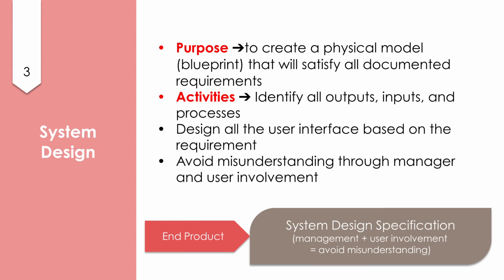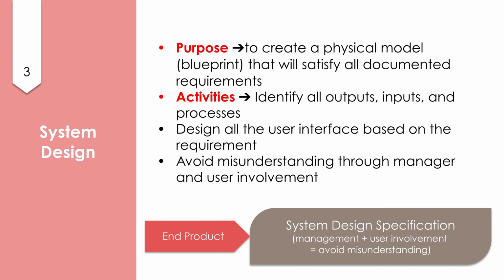Okay, the third phase in SDLC is system design. In system design, we create a physical model or the blueprint that will satisfy all documented requirements. So system design will be done based on the system analysis. Okay, so the system design will be based on the system requirement document that we did in the second phase. Dia kena tengok lah, dia kena tally benda tu. Kalau tak tally, maka the system design will not follow the user requirement.